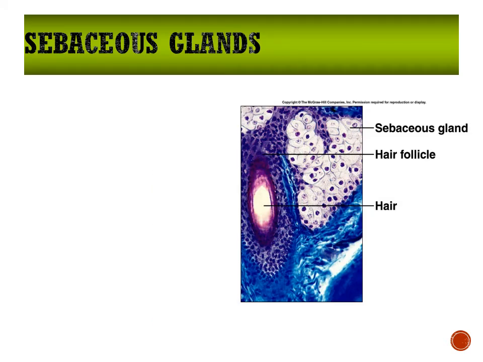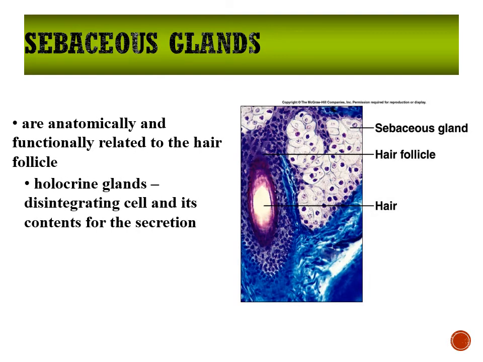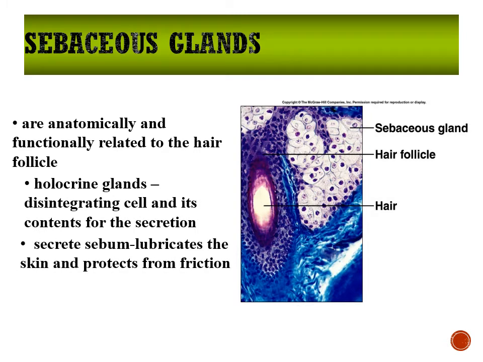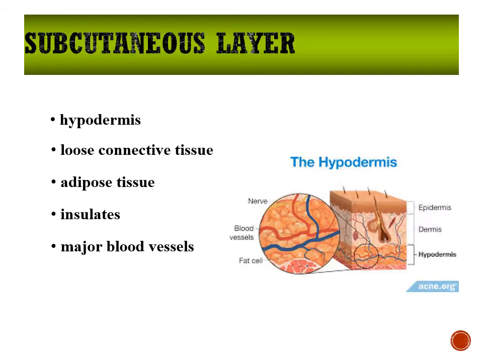The sebaceous glands are anatomically and functionally related to the hair follicle. It is a holocrine gland, and its function is to secrete sebum that lubricates the skin and protects it from friction. It is abundant on the face and the scalp, but absent on the palms and on the soles.